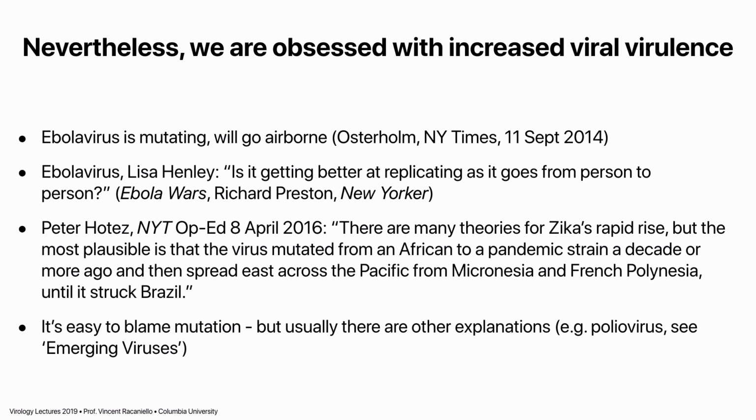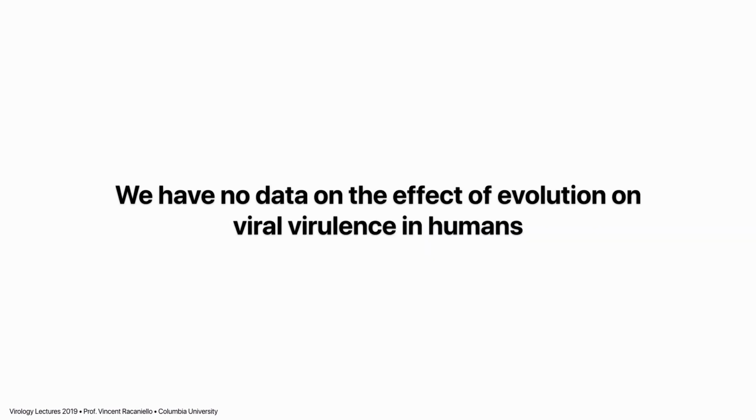It's easy to blame mutations. But as I'm going to tell you next time, for poliovirus, there are other explanations. And in all cases, it's impossible to show that mutation has done something to a human virus. We have no data on the evolution of virulence in humans because we don't have the original virus before it got into people. And even if we did, we couldn't learn anything because you can't infect people with it to compare its virulence with that of the viruses that are circulating today. We can learn a lot about evolution of virulence in animals, but not in people. So whenever you see a headline about viruses evolving in people, be very suspicious.